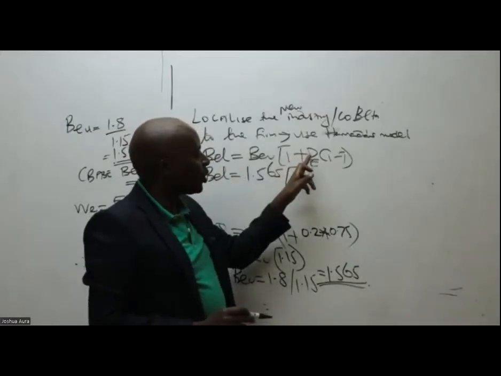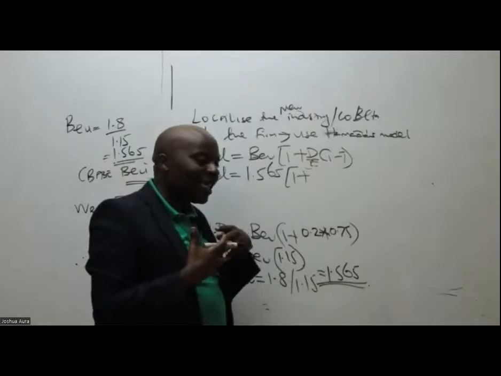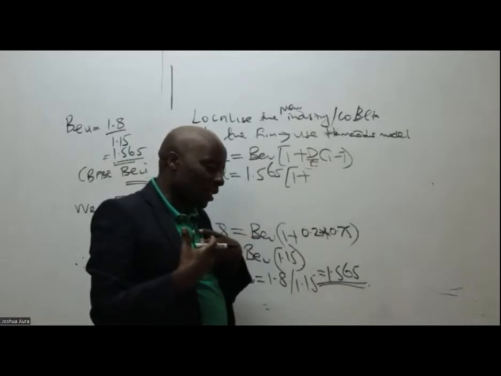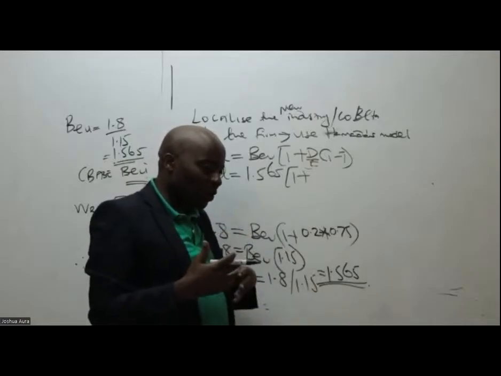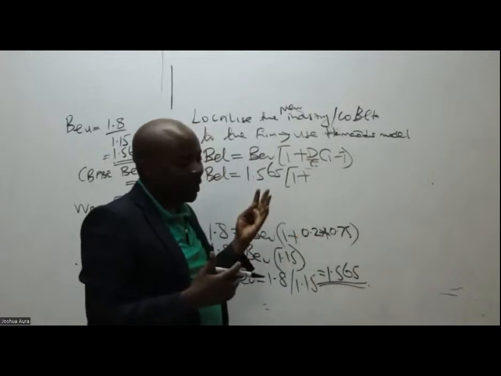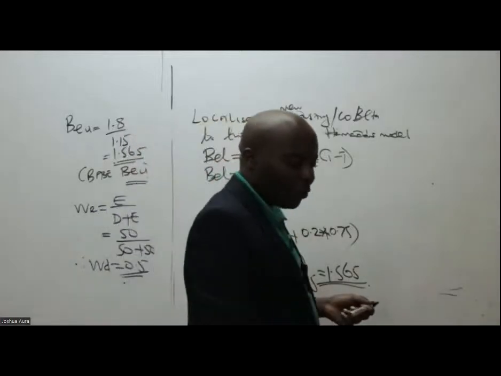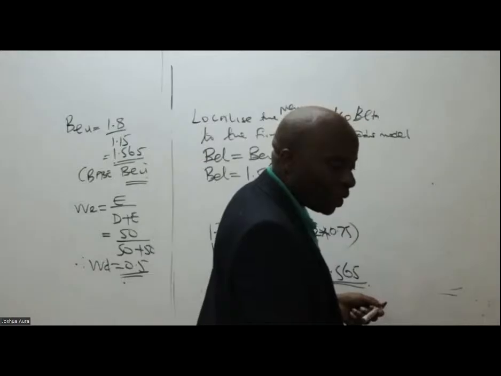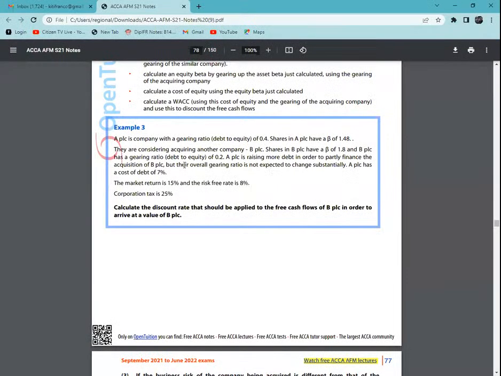And the debt to equity ratio of the company to use, in most cases, is normally given in the question, like Roman 1, Roman 2, Roman 3. But here, we don't have Roman 1, Roman 2, or Roman 3. Then I have to go back to the debt to equity of the company as it was given up there. It was given here, A Limited. So we have here A PLC is a company with a gearing ratio of 0.4.